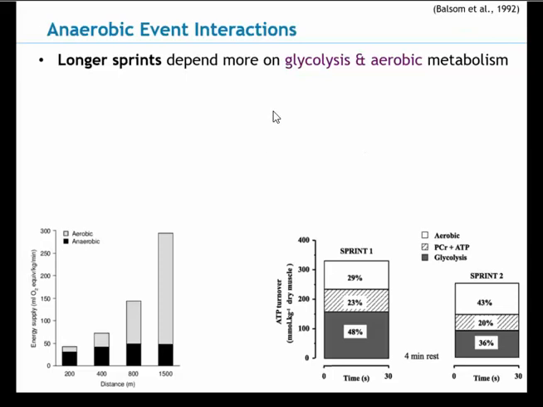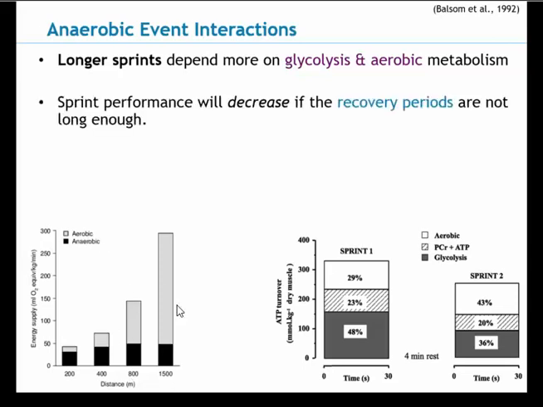The longer the sprint, the more it depends on glycolysis and aerobic. So let's look down here. Here's our distance. So we have a 200-meter sprint, 400, 800, and 1500. You see that anaerobic is going to be predominant in the shorter duration sprints, but as we move to that 800 and 1500, aerobic then becomes the primary contributor.